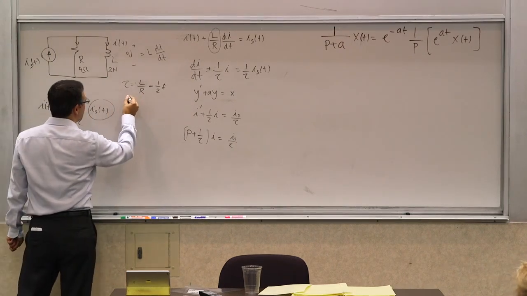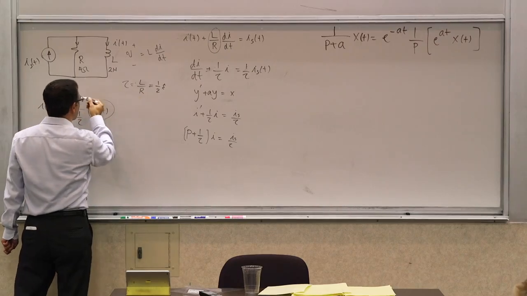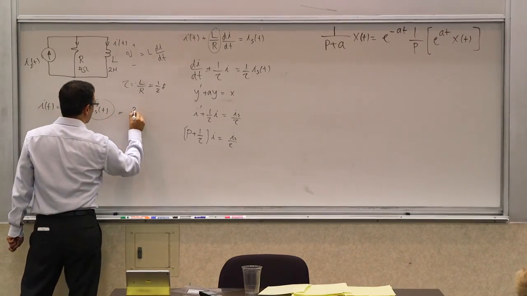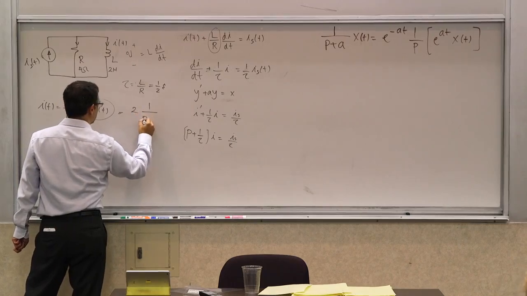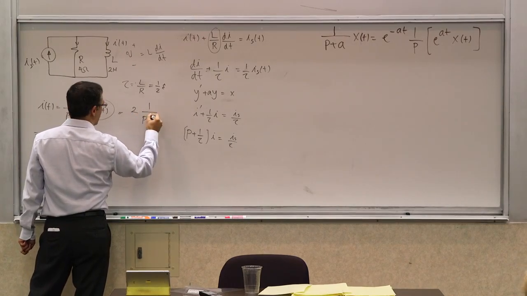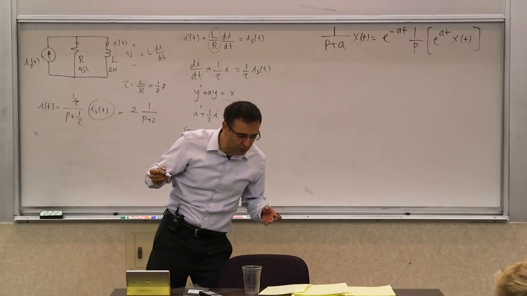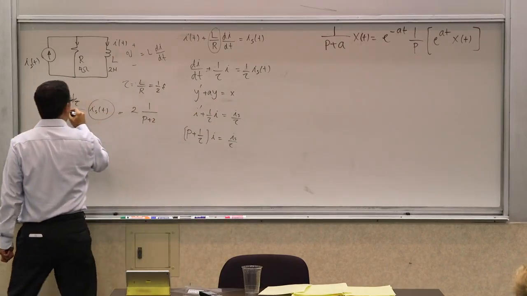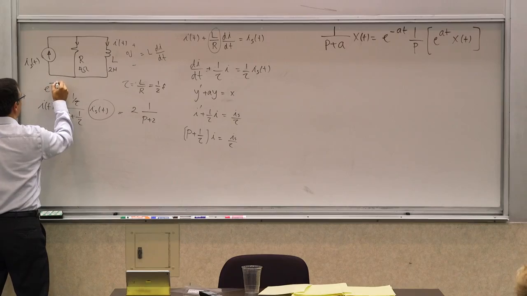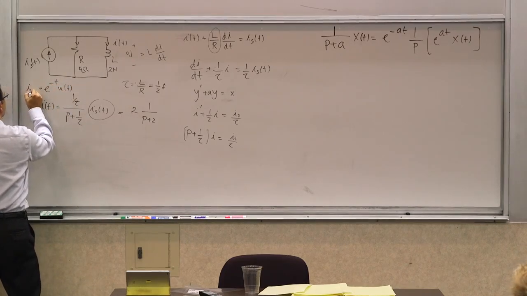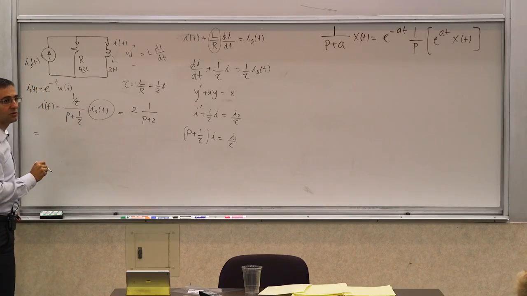So now, if that's 1 half, 1 over tau is 2 essentially, right? So this becomes 1 over P plus 2, and whatever the function is. So let's just use something. We'll do different ones. So let's say the first thing we hit it with is e to the negative t u of t. So let's say Is of t is that, e to the negative t u of t.